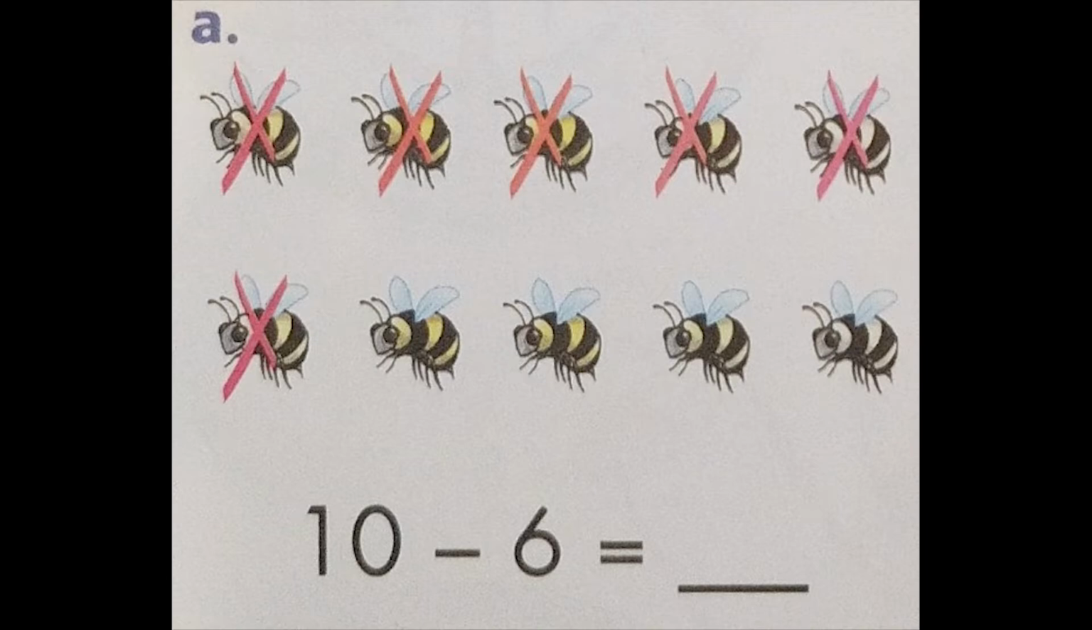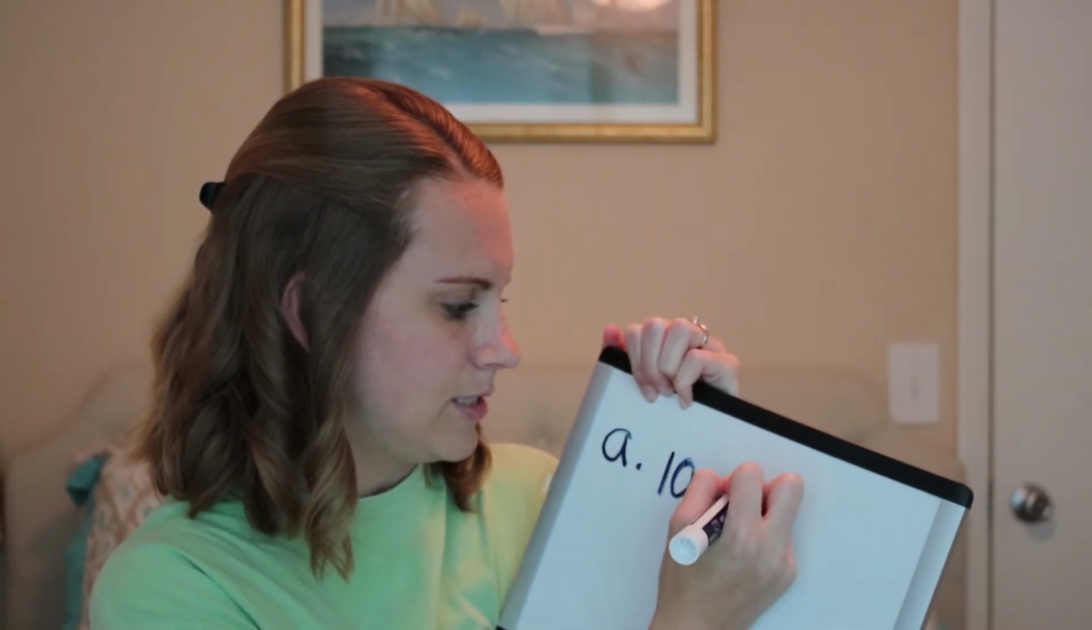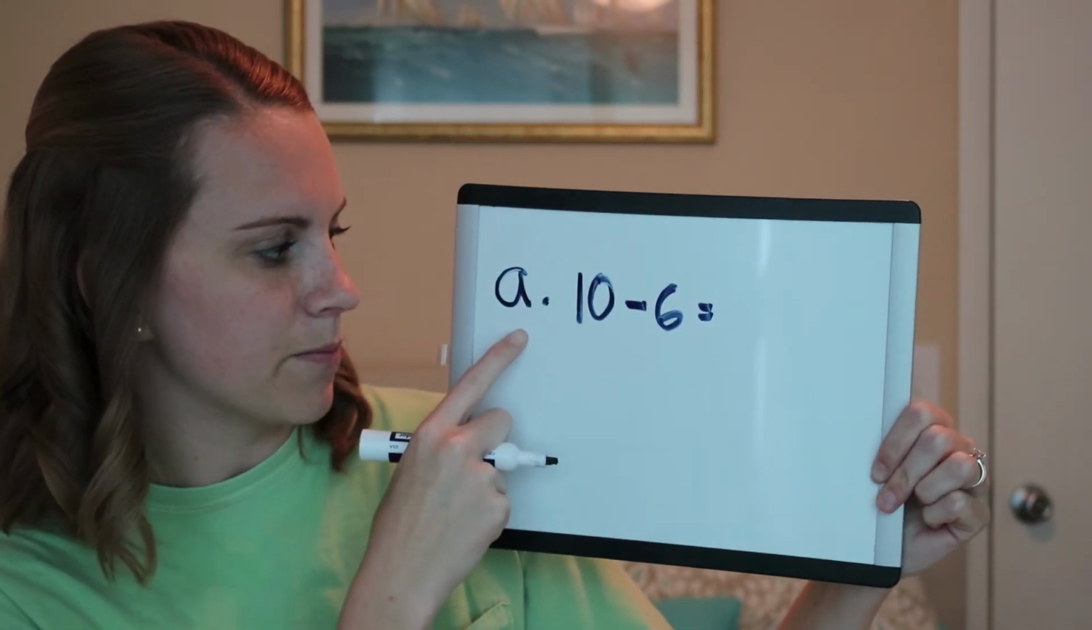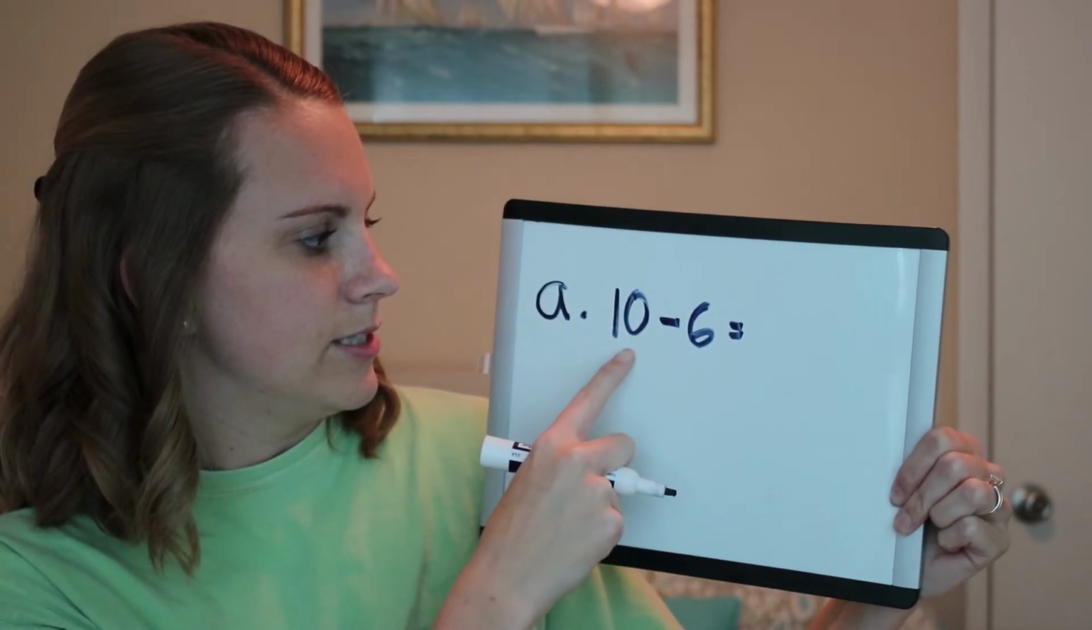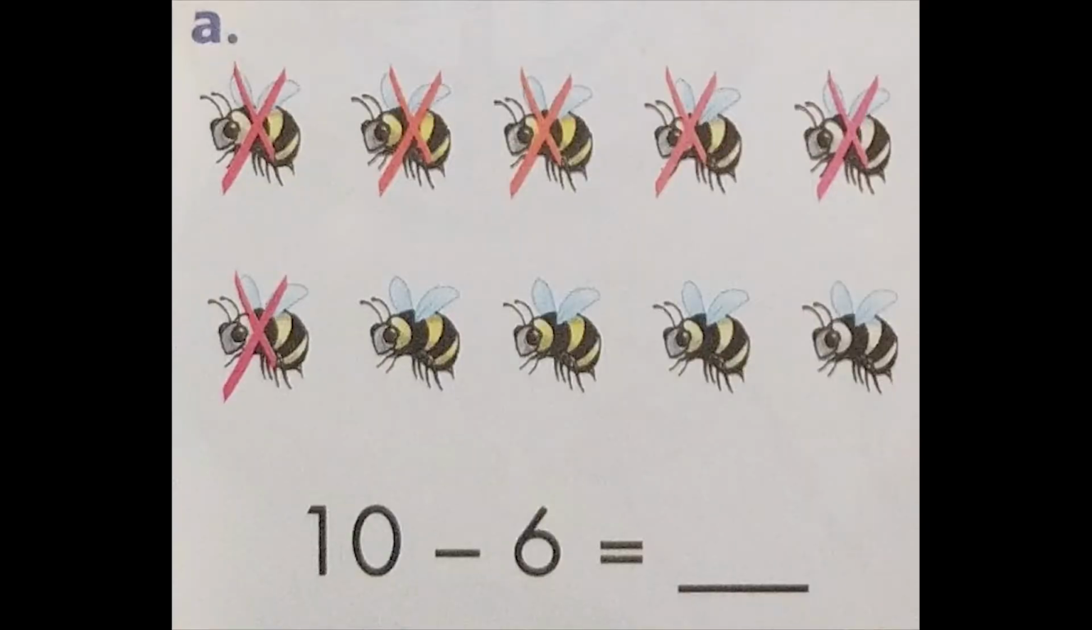So on your paper, you need to write that math problem, 10 minus 6 equals. So see right here, I put problem letter A, 10 minus 6 equals. And now I'm going to show you the problem again, and now you have to figure out what the answer is. There are 10 bees, and then they take away 6 of them. How many are left?